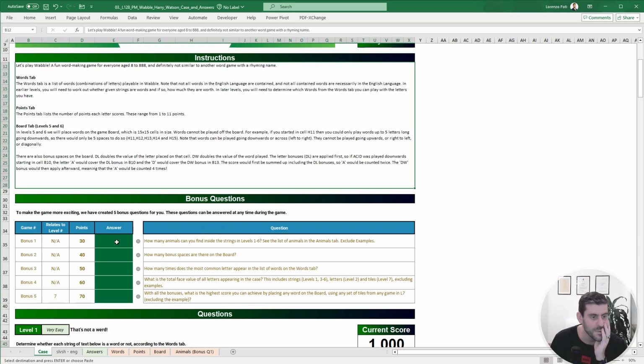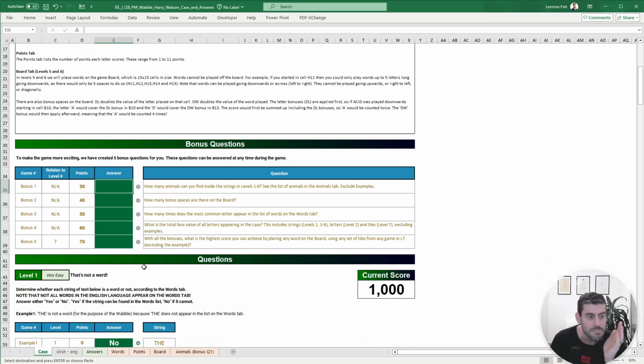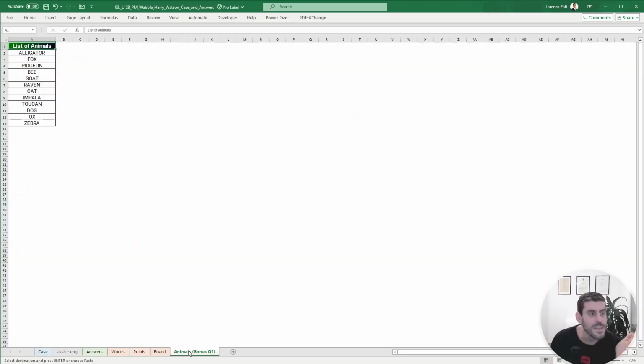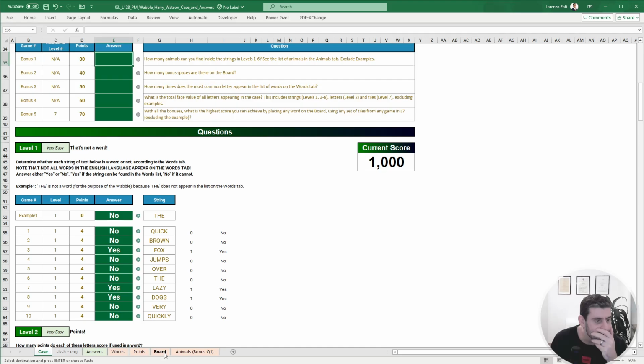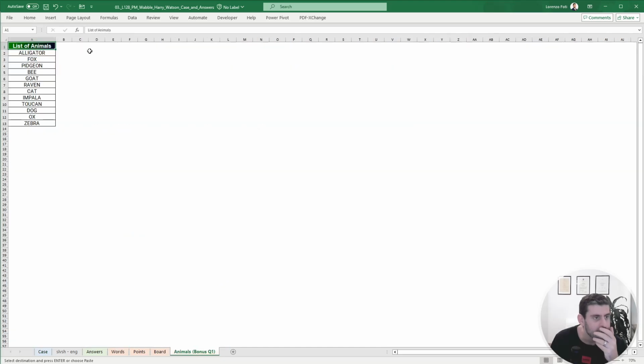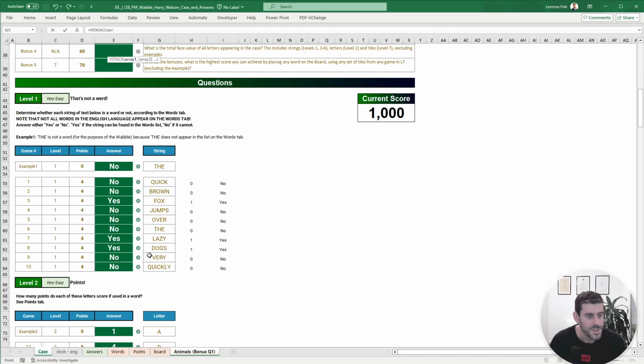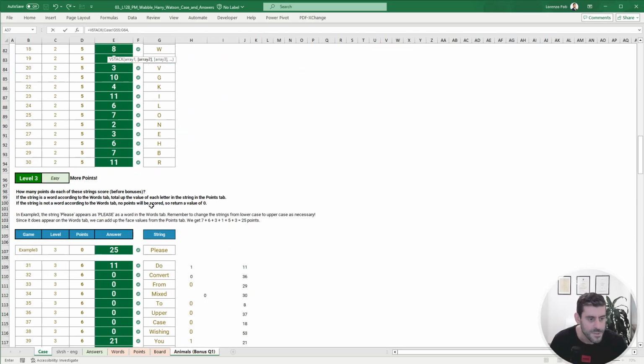Time for the bonus questions. How many animals can you find inside the strings in level 1 to 6? See the list of animals in the animals tab, exclude example. Incredibly, I didn't get this level right. So 1 to 6. Quite curious to see what happened here. This is not needed.